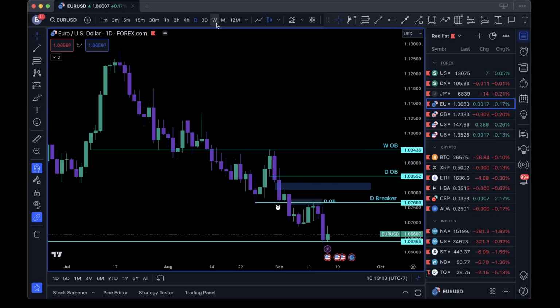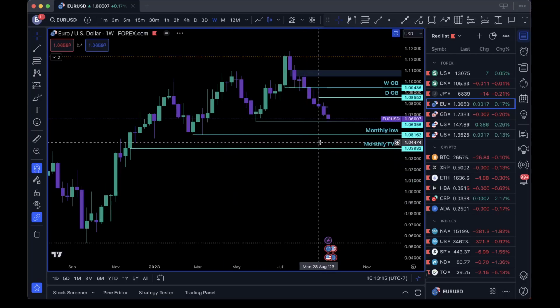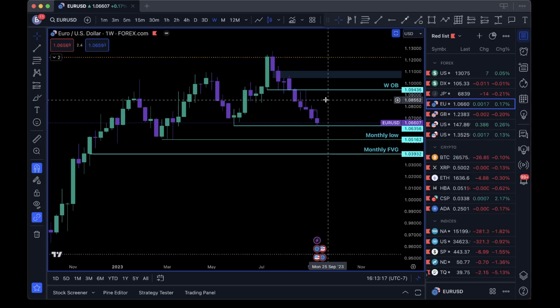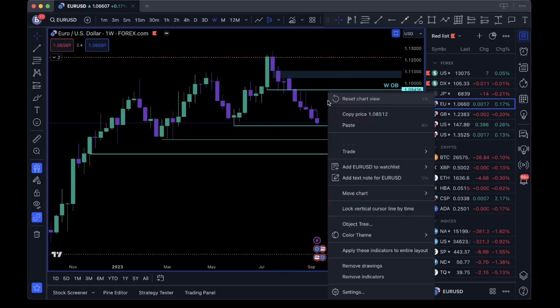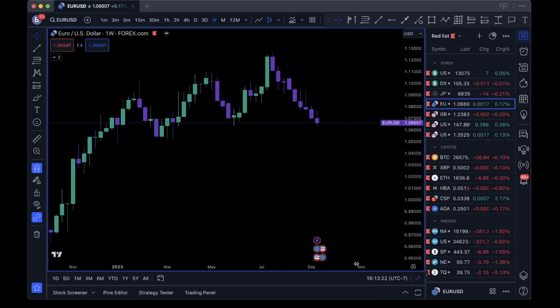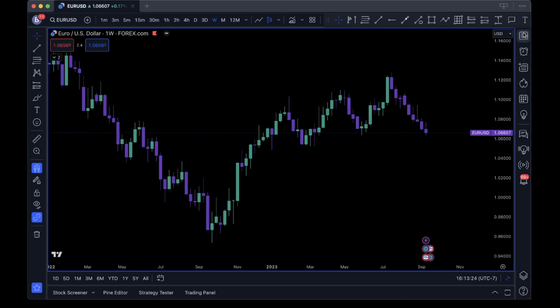Let's start breaking this down. All right, I'm just going to start clearing some stuff off. Let's get rid of this daily order block. In fact, you know what? Let's just remove all drawings. We're fresh, guys. Close that.